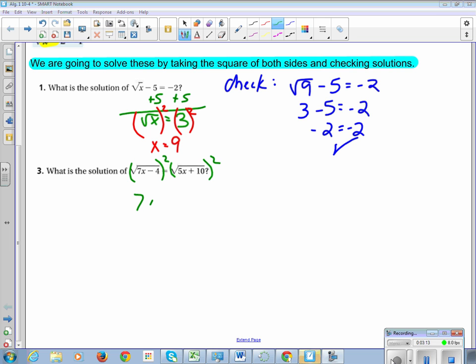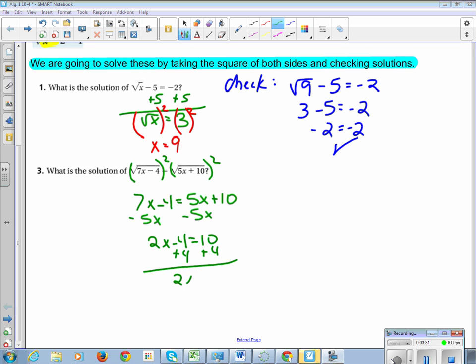So when I do, I get 7x minus 4 equals 5x plus 10. Yay! So I'm going to subtract 5x from both sides. And then add 4. And I get 2x equals 14. And then divide by 2. And I get x equals 7. Yay! Easy. Let's do a check, though.